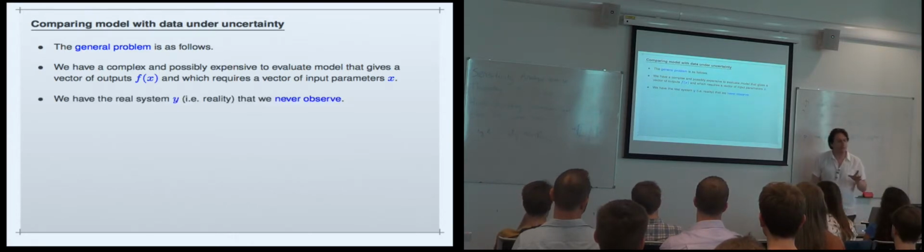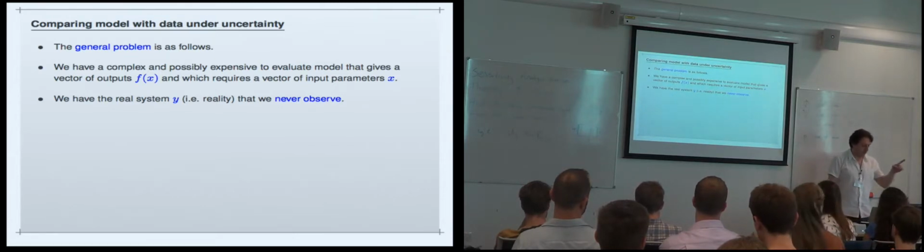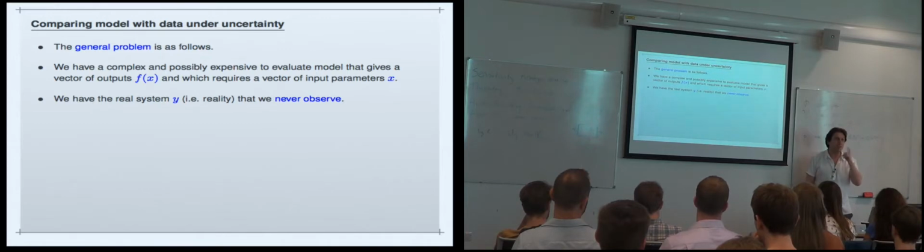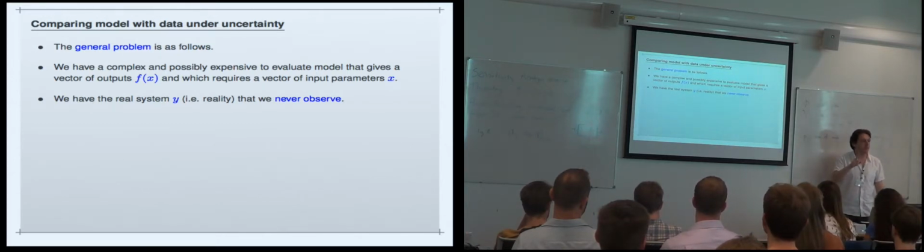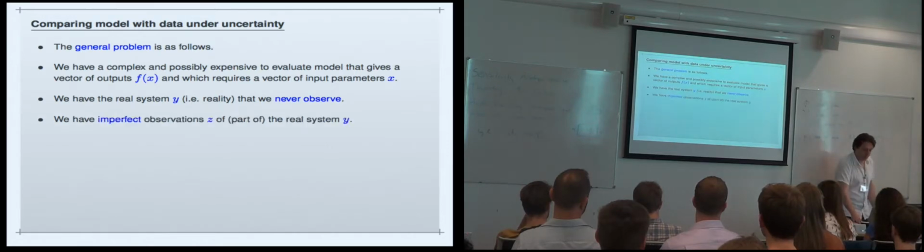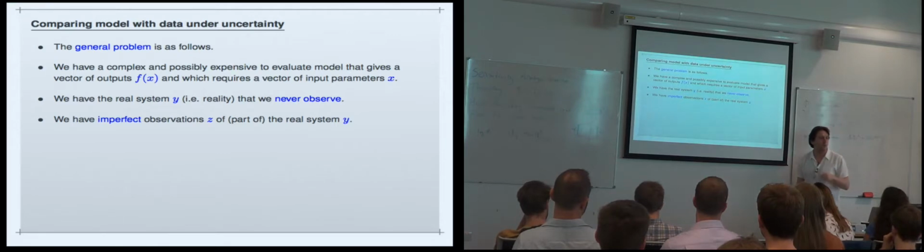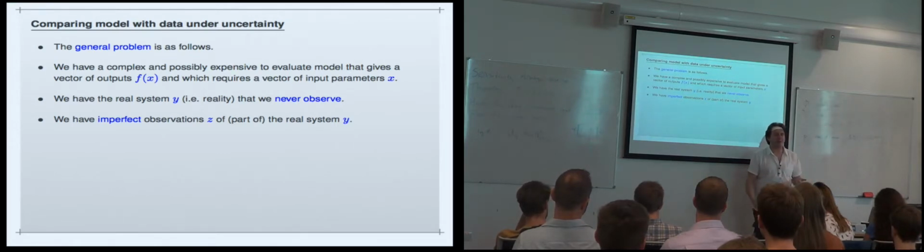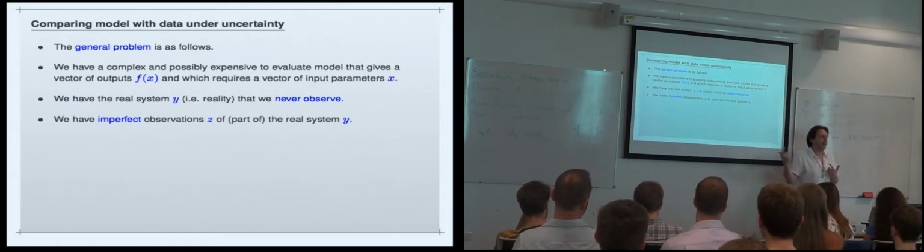Now, here's a subtle point, which maybe Jeremy talked about on Monday, and in fact, I'm sure he did. We have the real system y, that is reality. In this case, it's going to be galaxies in our universe, that we never observe. We never see reality. What do we see? Well, we have imperfect observations z of part of the real system y. So we never see y, so you might say, well, why do I even write it down here? Who cares? I never see it.